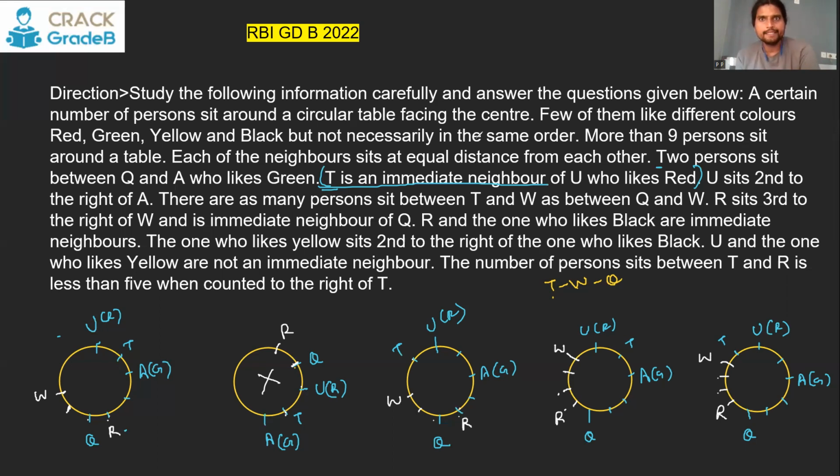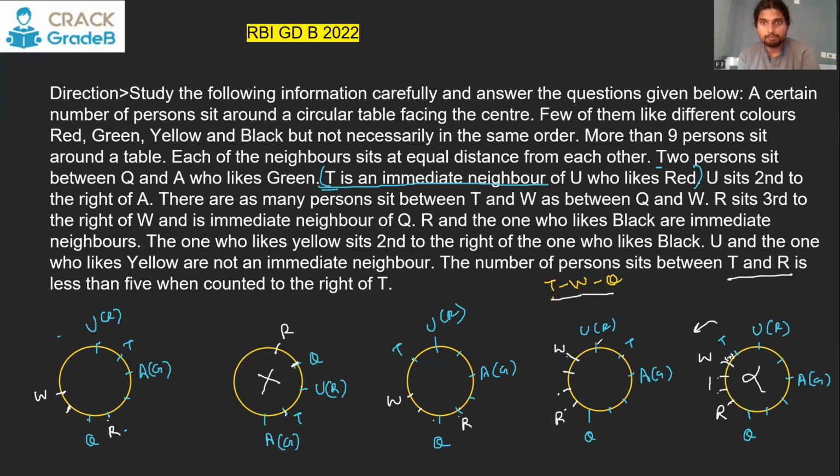We know now there are as many persons between T and W, between W and Q. So between W and Q, there are already 1, 2, 3 people. So if you put 1, 2, 3 people between this, now this part, on the right side of T to R, there cannot be more than 5. The number of persons seated between T and R is less than 5, so it cannot even be 5. So if you put 3 people here, T to R will have more persons than 5. So this is not a possibility.